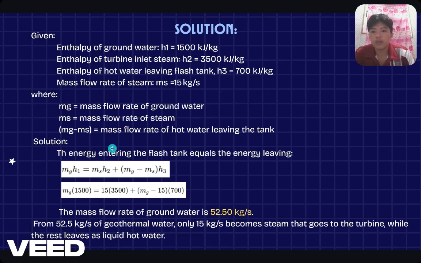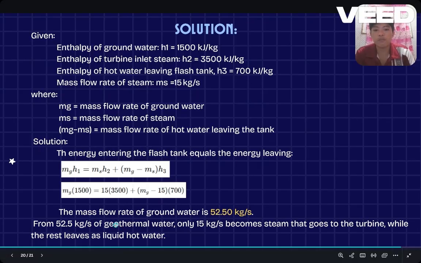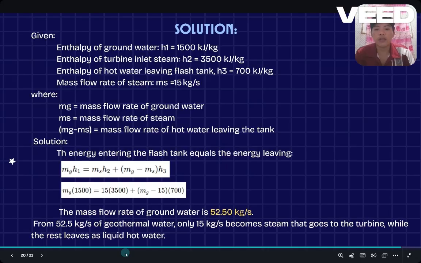So solution is the energy entering the flash tank equals the energy leaving. So mg times h1 equals ms times h2 plus (mg minus ms) times h3. Then input the given value, then we get the mass flow rate of the groundwater is 52.50 kilogram per second. So from 52.5 kilogram per second of geothermal water, only 15 kilogram per second becomes the steam that goes to the turbine, while the rest leaves as liquid hot water.